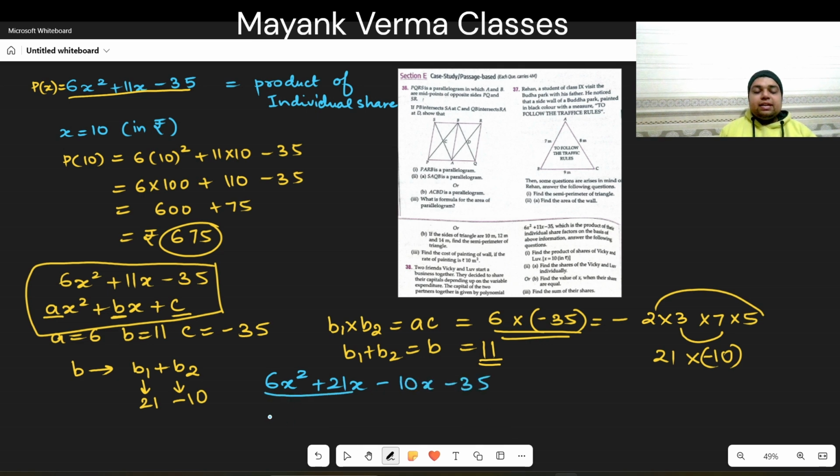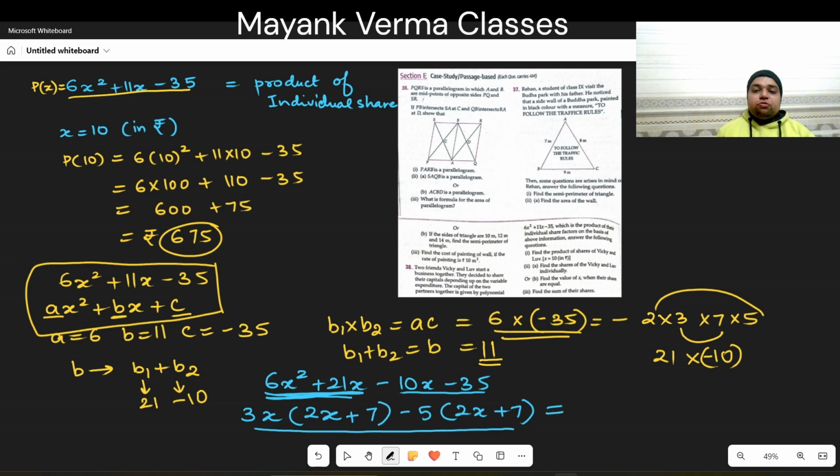Now in the first two terms I can take x common, and 3 also common. So 3 2s are 6x. So 3x if I take common out of these first two terms, I will get 2x plus 7 in the bracket. And in these two I can take 5 common because both come in the table of 5. So taking minus 5 common, I will get 2x plus 7. So in all the terms 2x plus 7 is common. So 2x plus 7 times 3x minus 5, which is left. Okay, so this is the factorization of the given expression. Now this is what we need to find, the share. So let's say this is Vicky and this is Love. Okay, so this is the result of the second part.